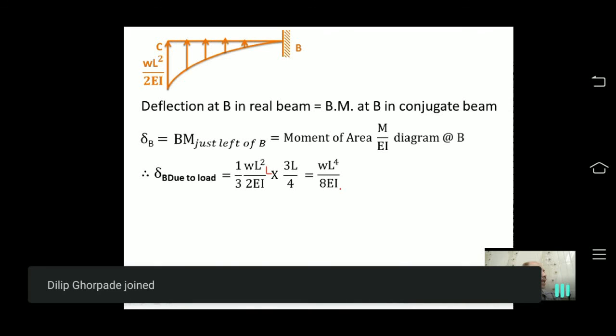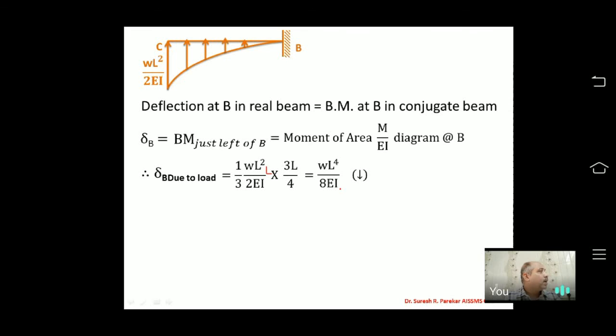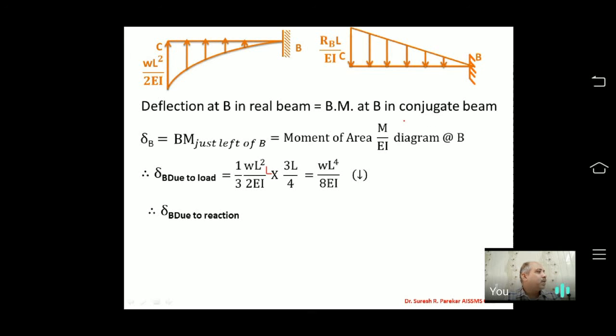Which is downward. Now delta B due to reaction. Now I will write it. Delta B due to reaction. So we have the area of this, 1/2 RB into L upon EI. L is the span, into where it will act, 2/3, because we are taking moment about B. So from where I have to take the centroid, I have to take it from B. And now we have delta B due to reaction, and that will be in the upward direction. So that will be RB L cube upon 3EI.